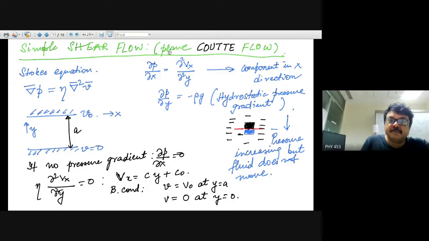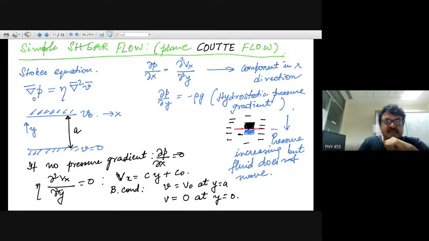Now, the simple shear flow, also called planar Couette flow, is the traditional case where you have a fluid between two walls separated by a distance a, say along the y direction, and you give, at time t equal to zero, a velocity v0 in the x direction. You move the wall with velocity v0. There will be transients initially, but after some point you will reach a steady state velocity profile, and it is at that time that you are going to write down del p by del x.